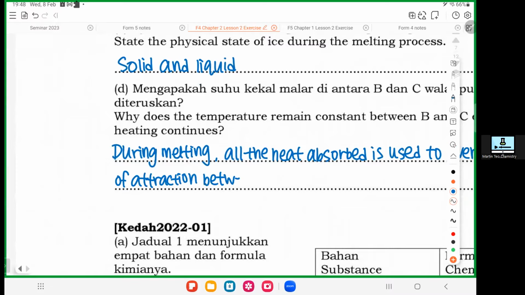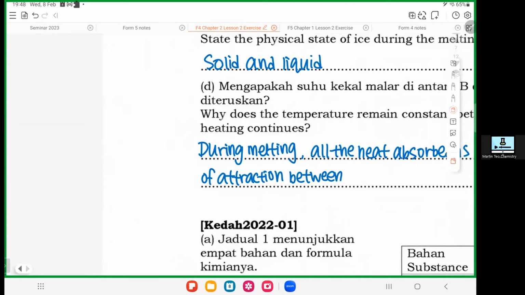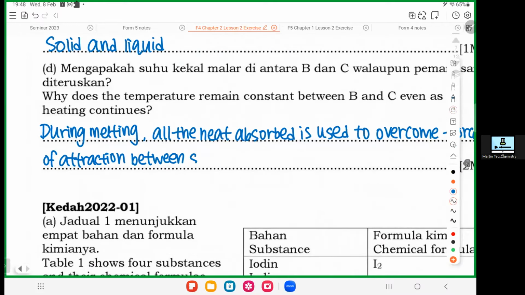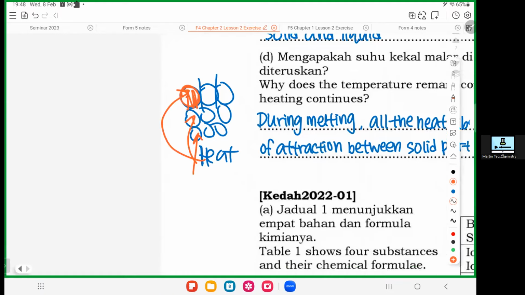When you want to melt a substance, you want to cut the solid. This is solid, it's sticking together. You use the heat to become the knife to cut. So between solid particles. When you use all the heat to cut the bond, no heat can go into the particle. When no heat goes inside the particle, the particle energy doesn't change.